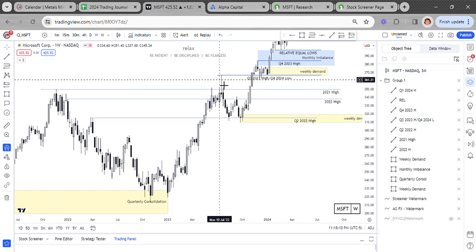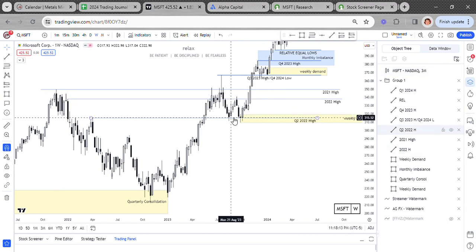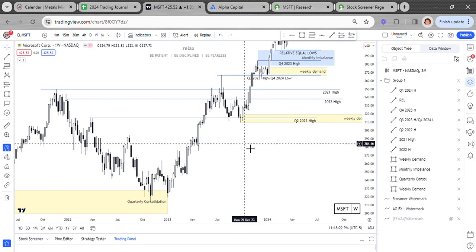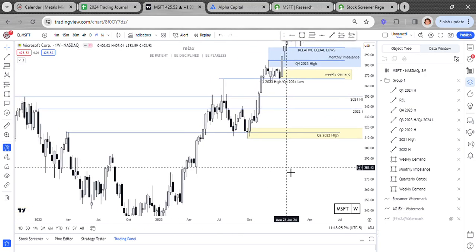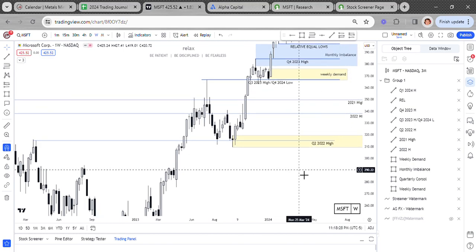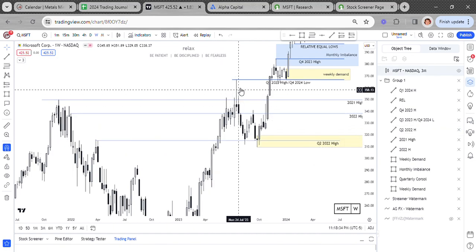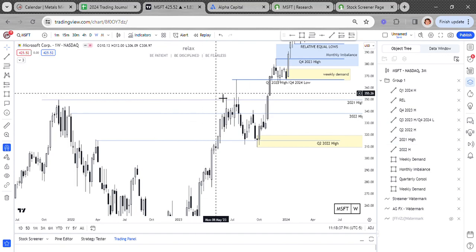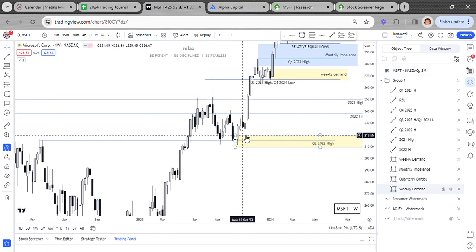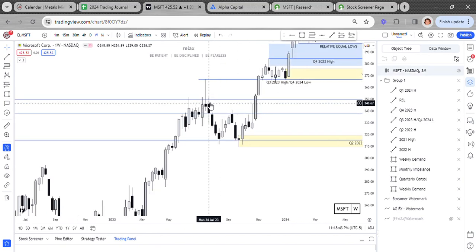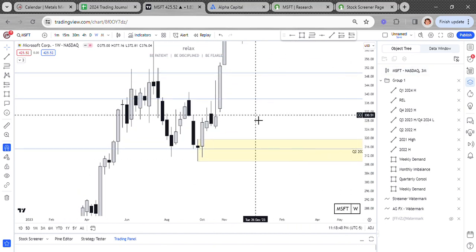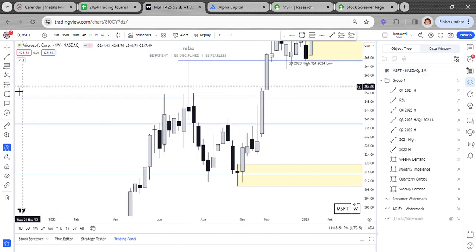Then we pulled back into this high of the second quarter of 2022 before continuing to the upside. This is what would be considered by technical analysts a bear trap. So price wicked above this all-time high, and then it broke lower right here. And as you can see, when it did break lower, there was a good bit of momentum. As I zoom in a little bit, we had this imbalance right here. I will mark this up.